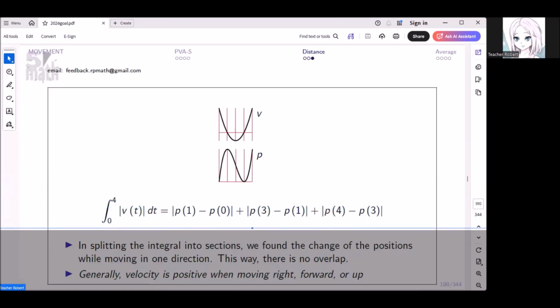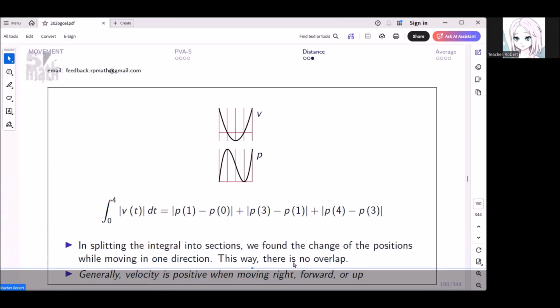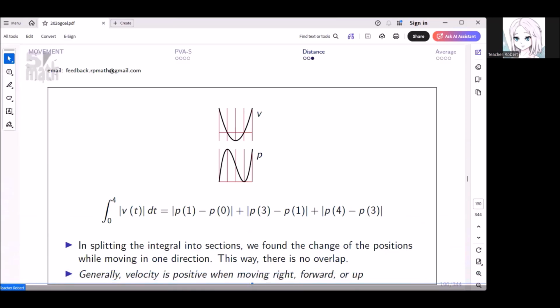And we have the following. In splitting the integral into sections, we found the change of the positions while moving in one direction. This way, there is no overlap. Generally, velocity is positive when moving right, forward, or up.